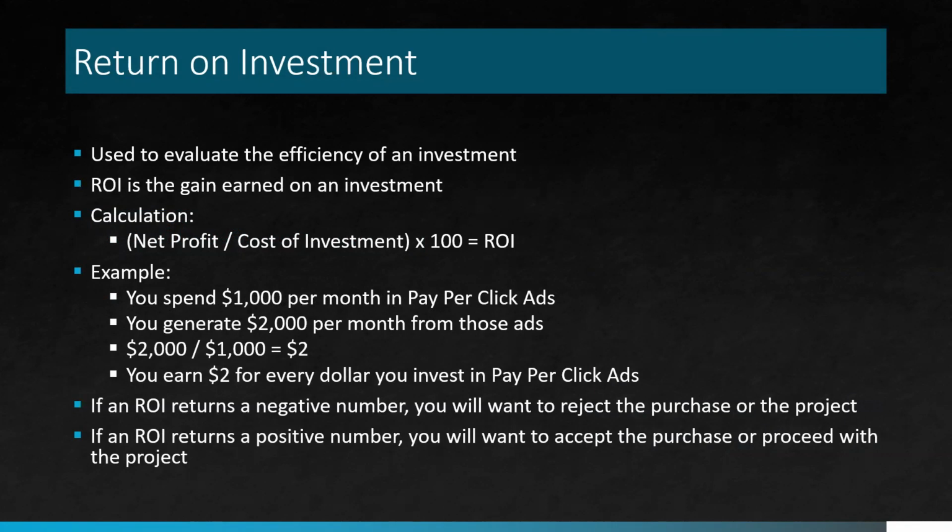So as an example, if you spend $1,000 per month in pay-per-click ads and you generate $2,000 per month from those ads, you would take the net profit. Your net profit is $2,000 divided by your initial investment, which is $1,000, and that equates to $2. And I didn't do the percentage in this particular example. But what that means is that you've earned $2 for every dollar you invested in pay-per-click ads.